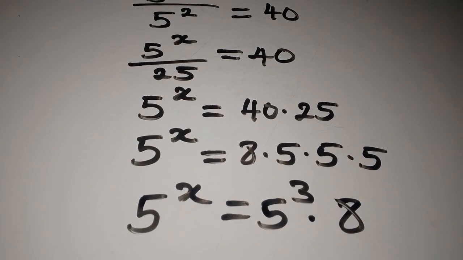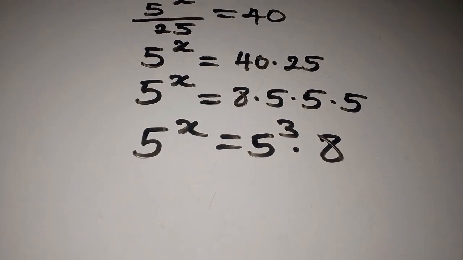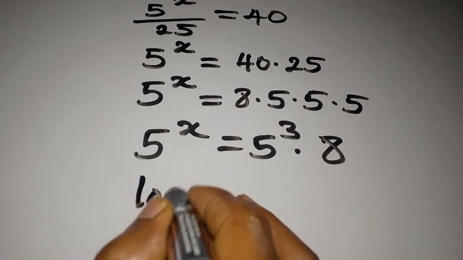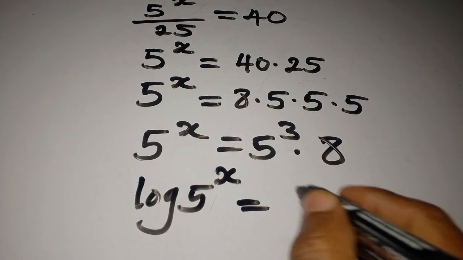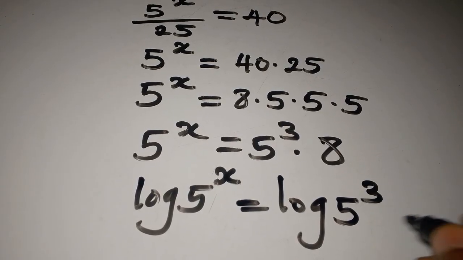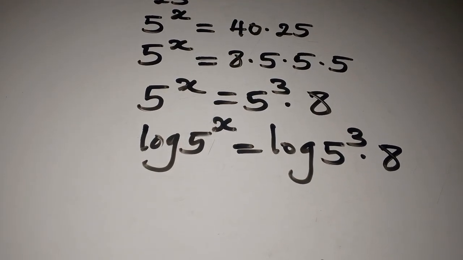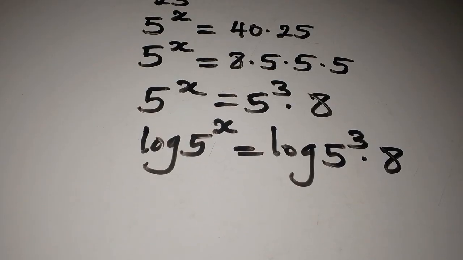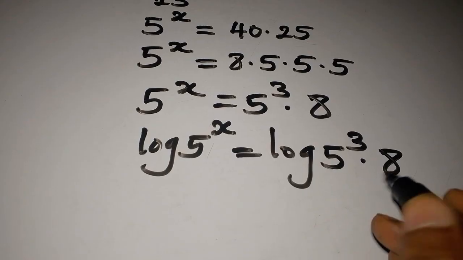So what do we now do? Take the log of both sides since we can't have the same base. And then we now have log 5 to the power of x to be equal to log 5 to the power of 3 multiplied by 8. The next step is that you look at what we have here and apply a law.